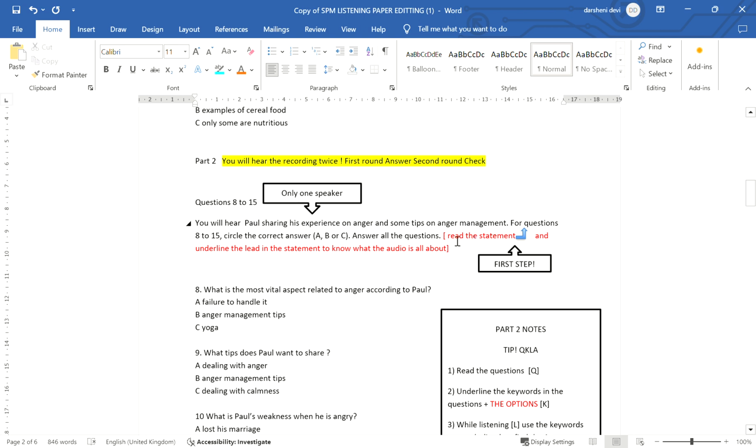So you see, this is the first step that you need to do. Read the statement. This is the entire statement. And underline the lead-in in the statement to know what the audio is all about. So you have to read.